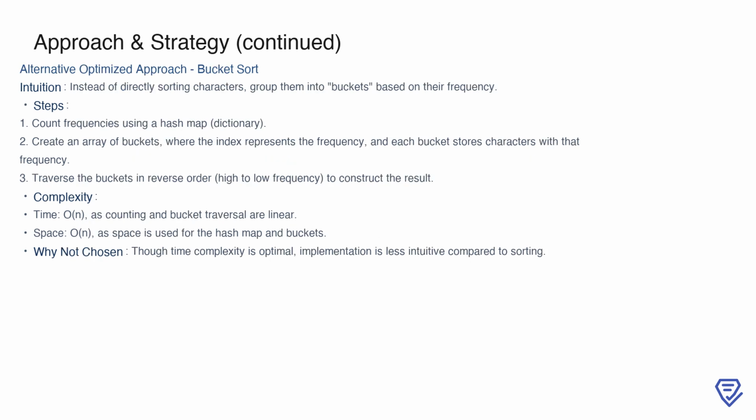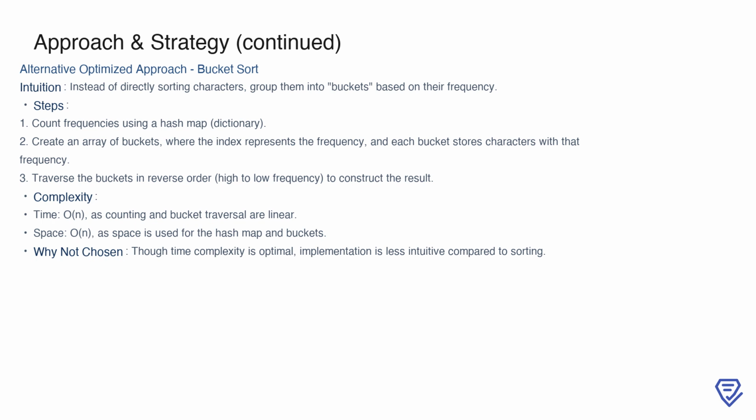Another alternative to sorting the characters directly is the bucket sort approach. Here, instead of sorting, we group characters into buckets based on their frequency. First, we use a hash map to count the frequencies of each character. Then, we create an array of buckets, where the index of each bucket represents the frequency, and the bucket itself stores all characters that occur with that frequency. To construct the final result, we traverse these buckets in reverse order, from the highest frequency to the lowest, adding characters to the result string based on their counts.